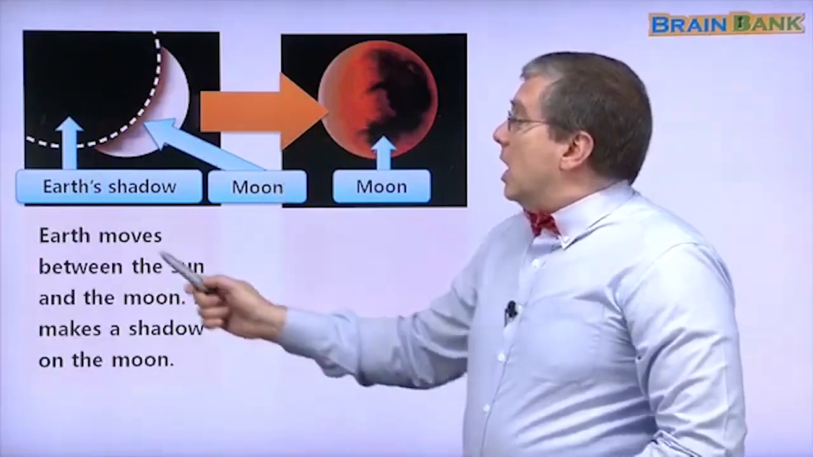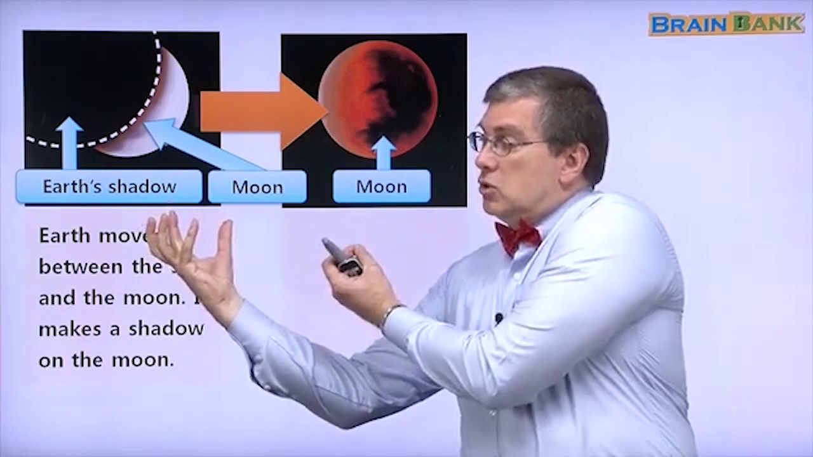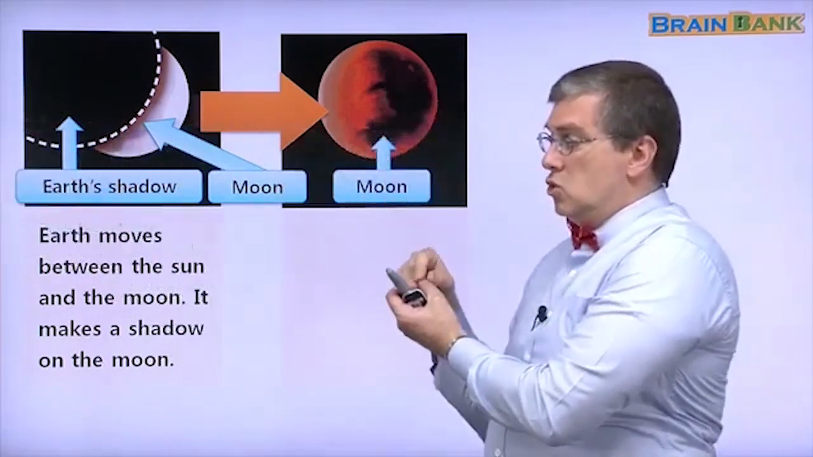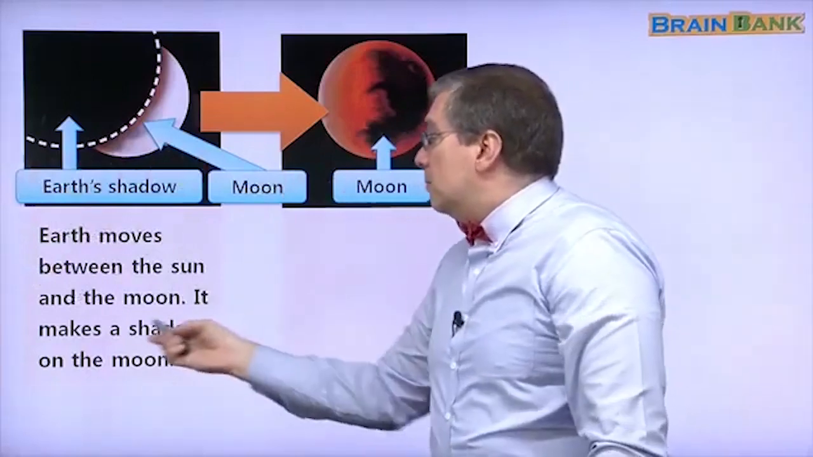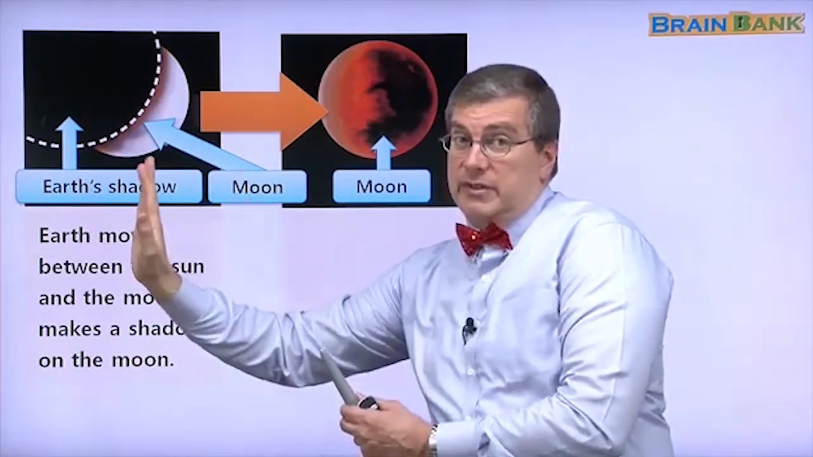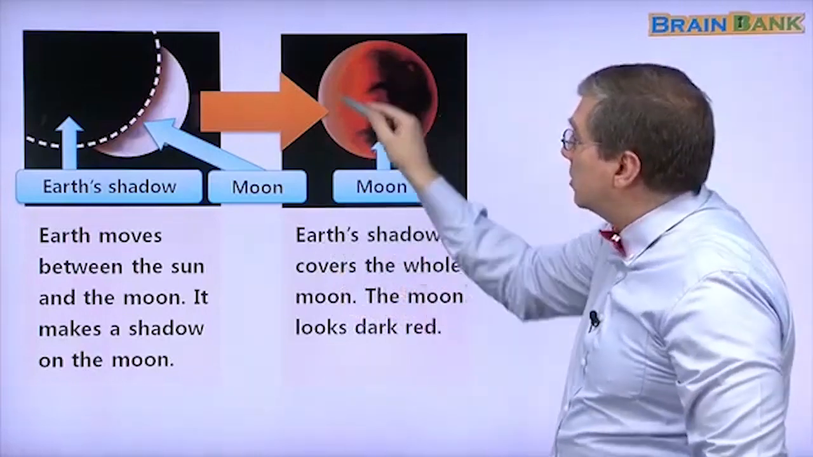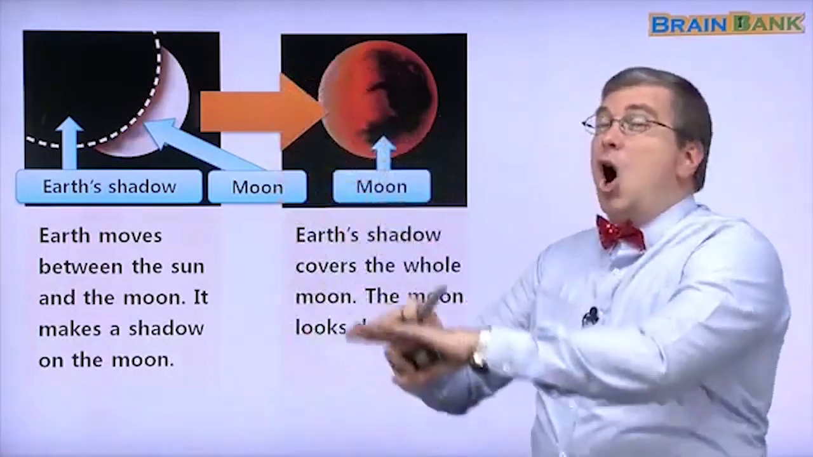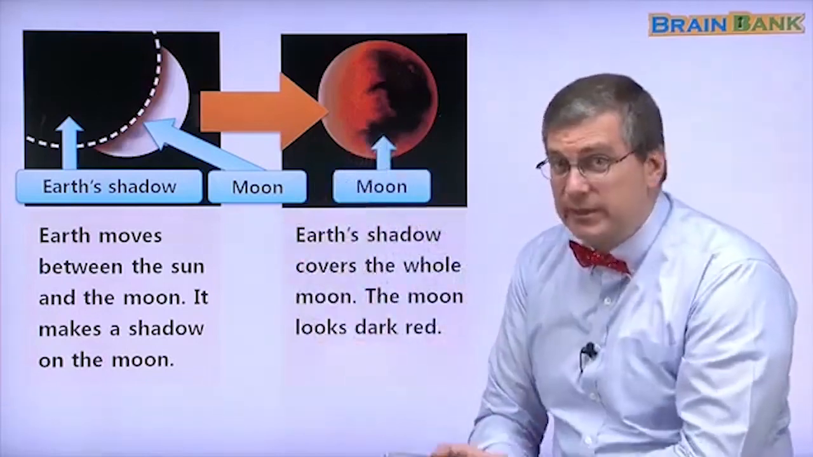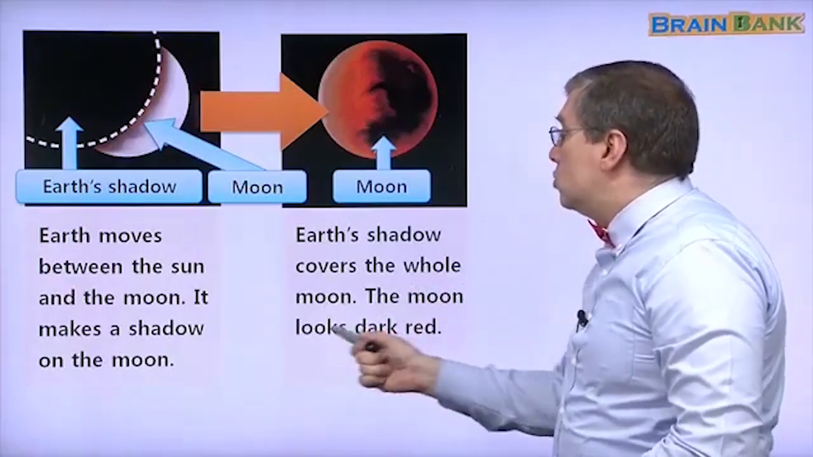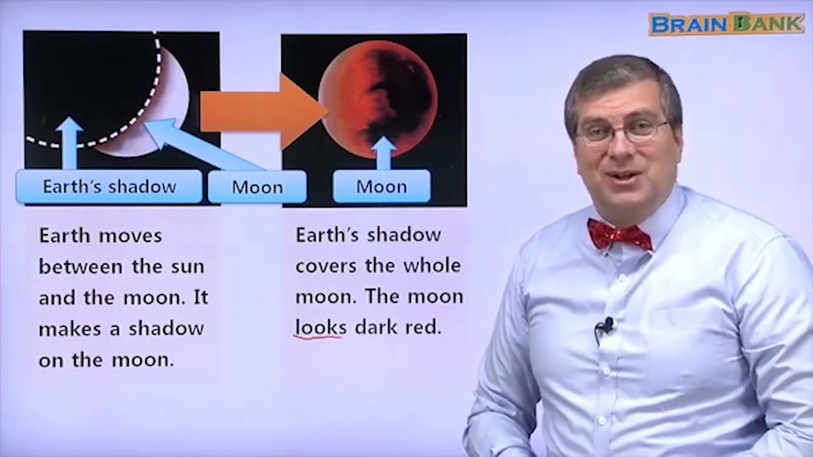Okay. So, Earth moves between the sun and the moon. Here is the Earth. Here is the moon. There is the sun. Sun, moon, Earth. Earth is between, 사이, the sun and the moon. It makes a shadow on the moon. It blocks the light, and it covers the whole moon. Earth's shadow covers the whole moon. The whole moon. All of it. 다요, right? Not part, not 조금씩, but 다요. All of it. The whole moon. The moon looks dark red. Wow, very interesting color. Very strange.